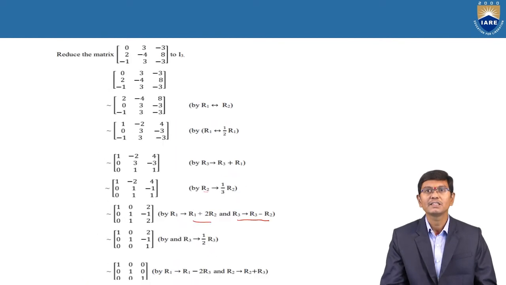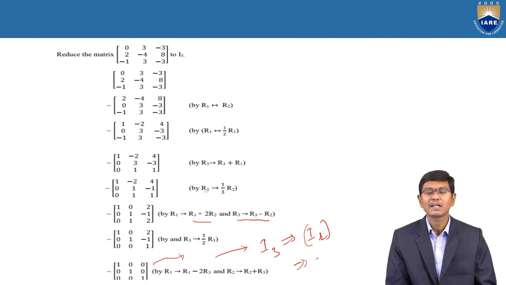the matrix is changed by doing the operations R1 becomes R1 minus 2R3 and R2 becomes R2 plus R3. The matrix is clearly in the form 1 0 0, 0 1 0, 0 0 1. That means it clearly satisfies I3. Therefore, it is the unit matrix of order R. Therefore, the rank of the matrix is clearly R equal to 3. Therefore, the rank of the matrix is 3.